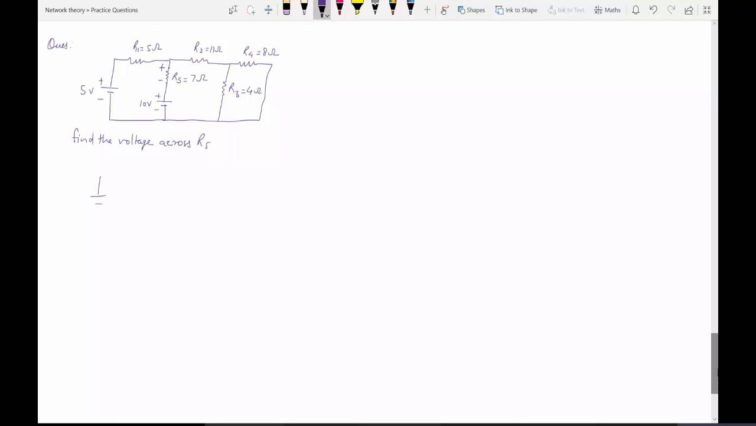So 5 volts, this is 5 ohm, here it is 7 ohm, here 11 ohm, 4 ohm, and R4 is again 8 ohm, like this we can do. Okay. So we will have to find voltage across this. So we will take it as ground. Okay, it will be easy for us.